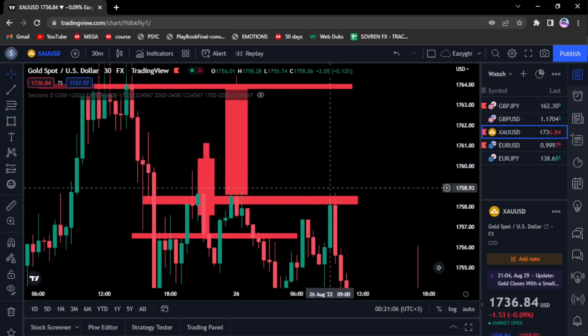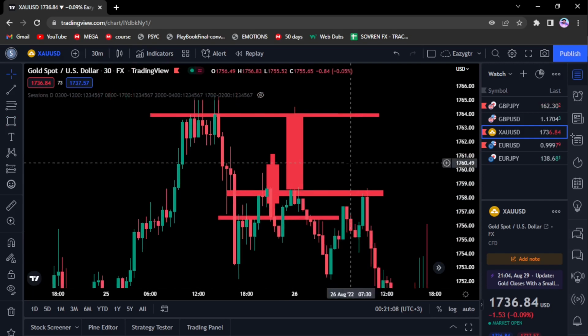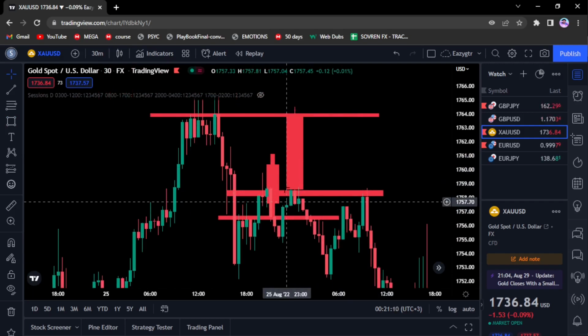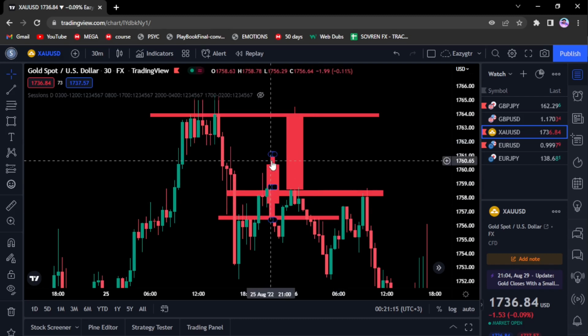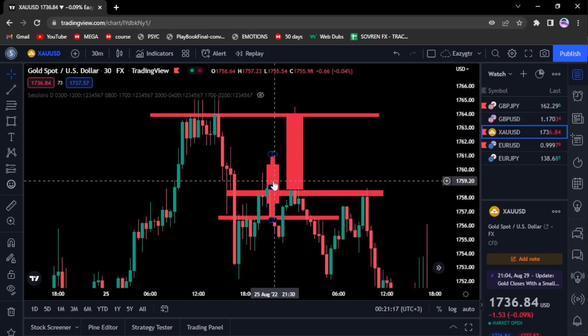I know I don't have the best drawings, but bear with me. So this is what I'm talking about. This is what you expect, but price didn't go above range 2. So this is where fake outs come in.